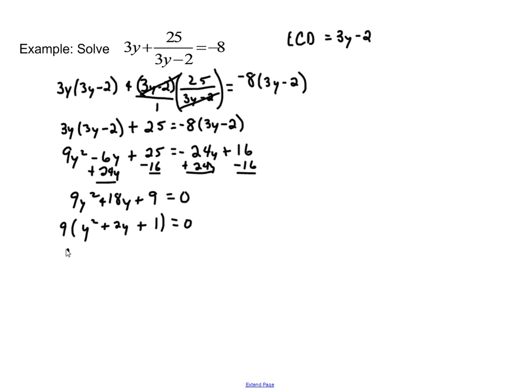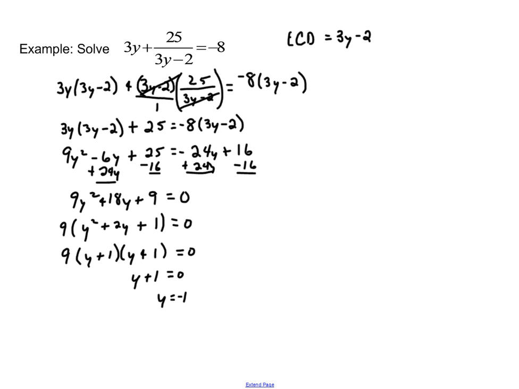Well, if you happen to recognize it, y squared plus 2y plus 1 is the perfect square of the binomial y plus 1. So we're really only going to get one solution from this problem, where y plus 1 is equal to 0, so we know that y is equal to negative 1.